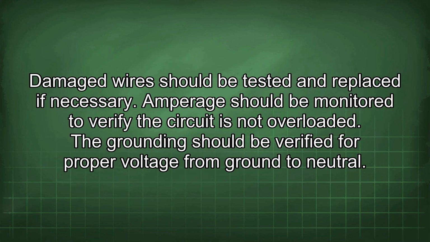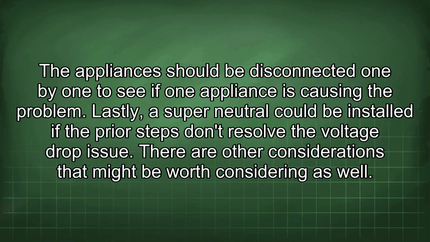Damaged wires should be tested and replaced if necessary. Amperage should be monitored to verify the circuit is not overloaded. The grounding should be verified for proper voltage from ground to neutral. The appliances should be disconnected one by one to see if one appliance is causing the problem. Lastly, a superneutral could be installed if the prior steps don't resolve the voltage drop issue.